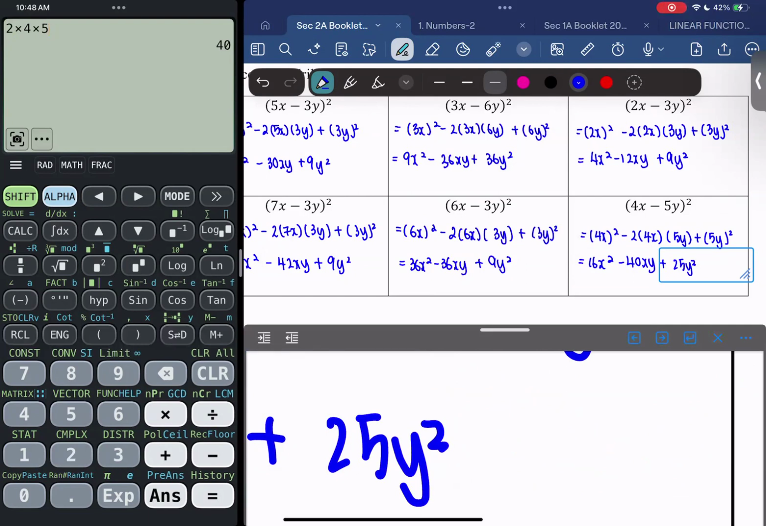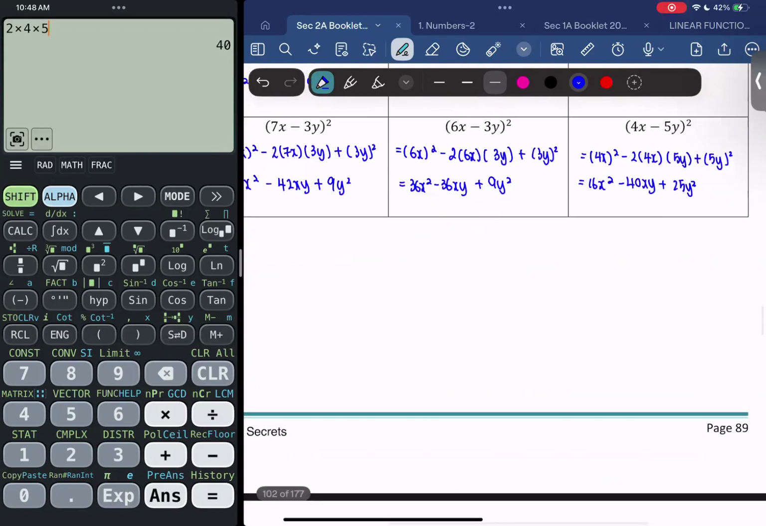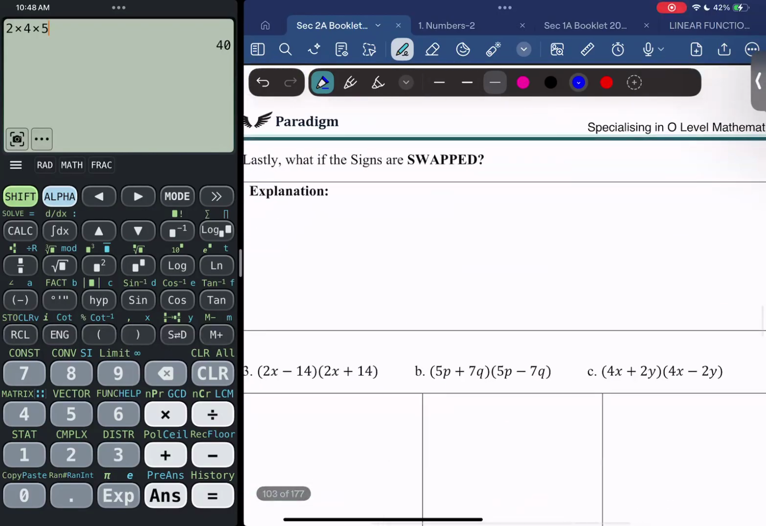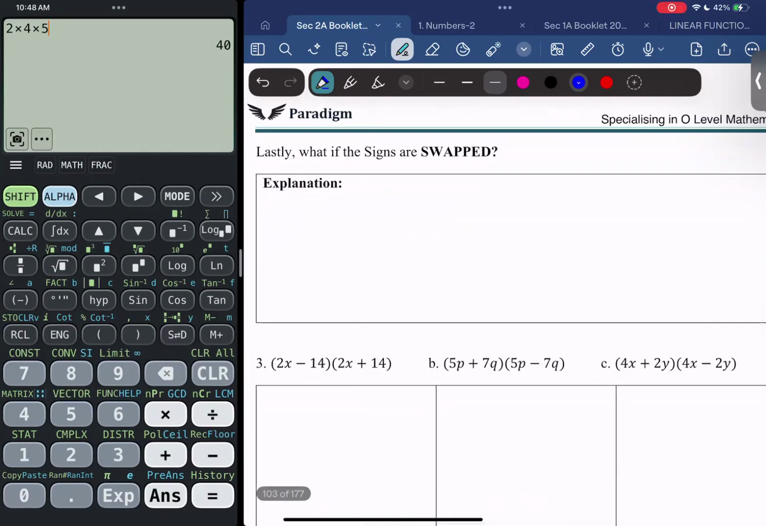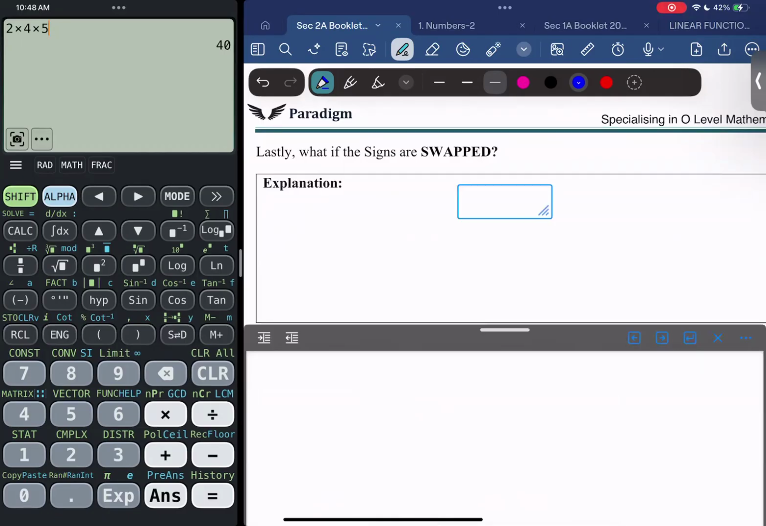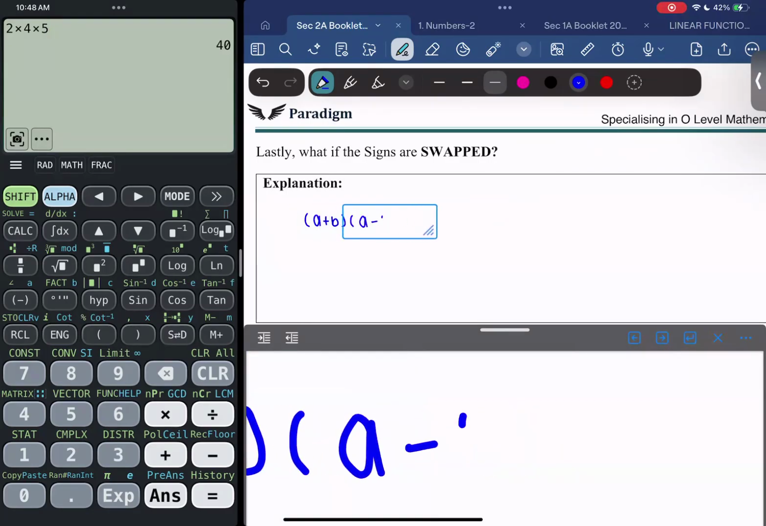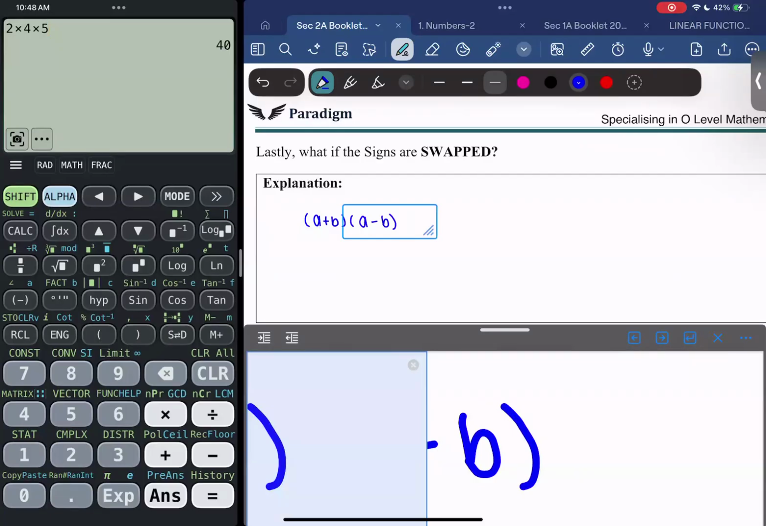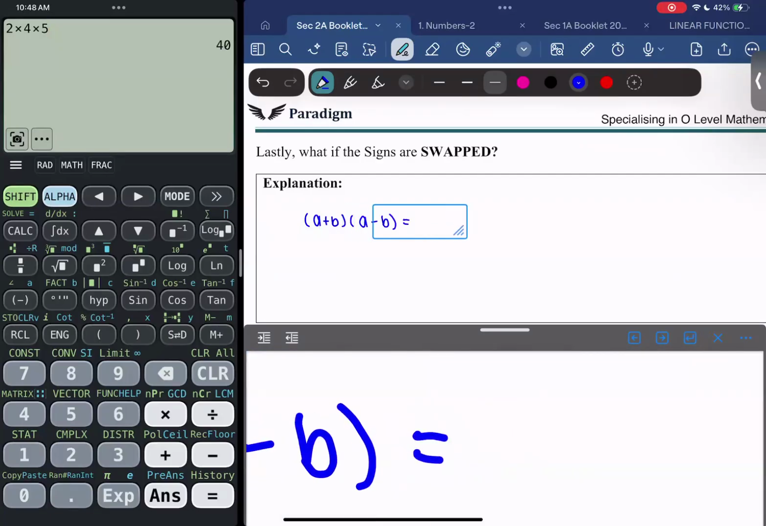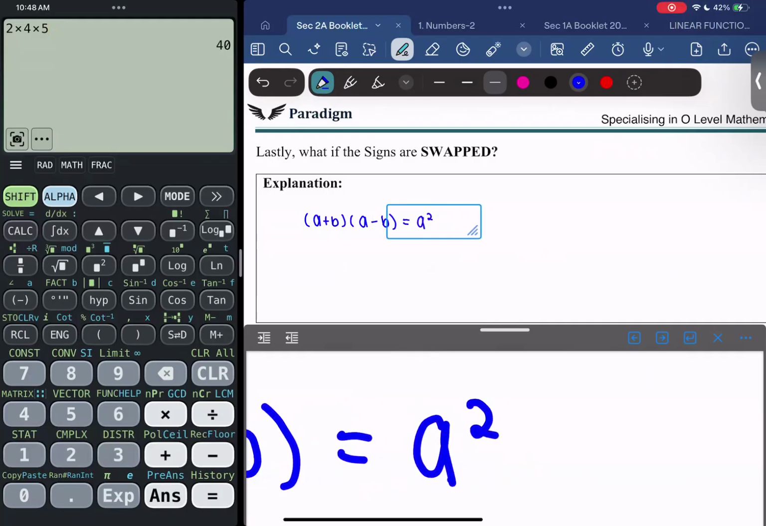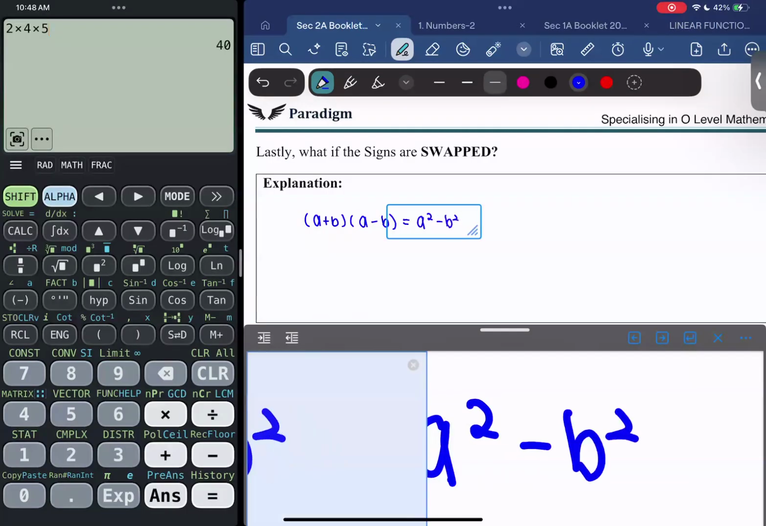Okay, great. Now the last rule. Wow, nicely finished the 3 rules. Okay, what if the signs are swapped? So this is the last rule. A plus B, and then the other one swapped, A minus B. This is the easiest rule. When you see this, the answer is very simple. You get a squared minus b squared.